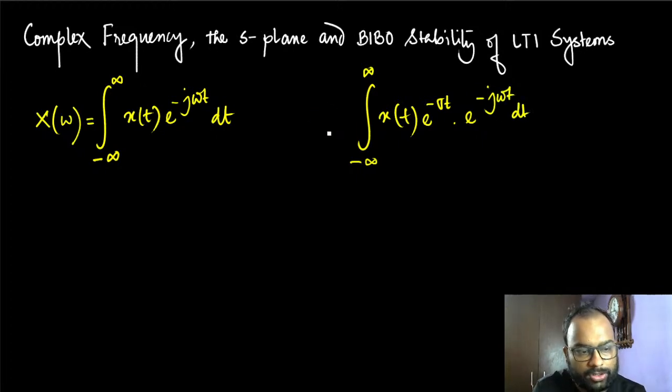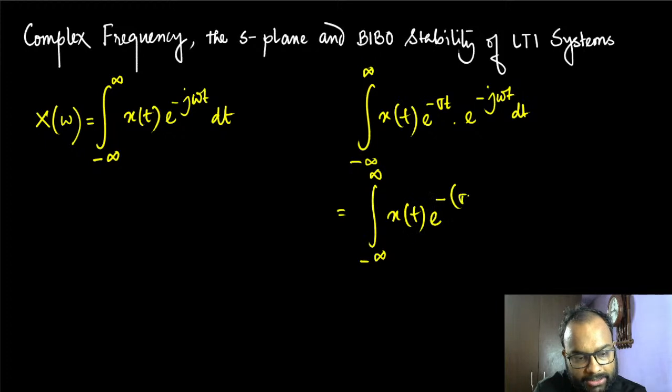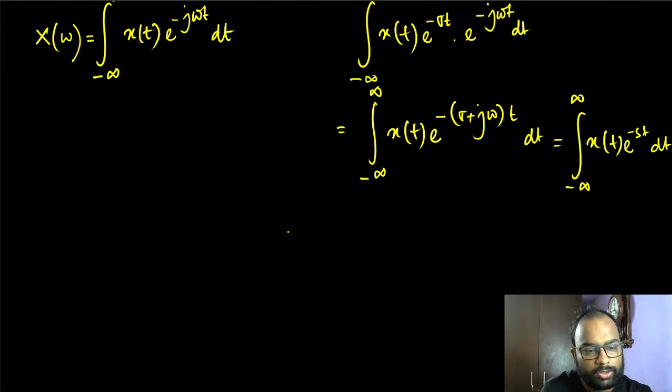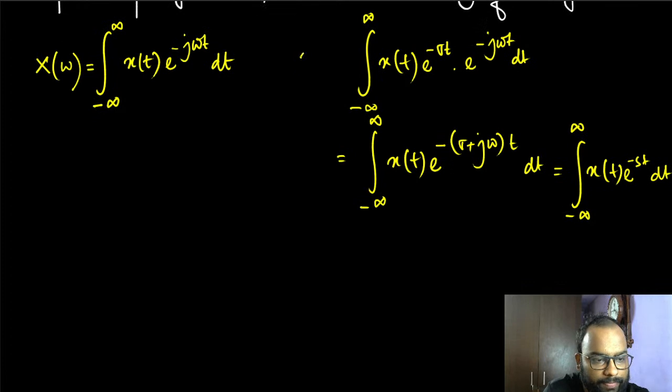We combine these two, and we get the integral of x(t) e to the power minus (sigma plus j omega) t dt, and we call sigma plus j omega as s. So essentially we have this integration. That is what we call the Laplace transform.